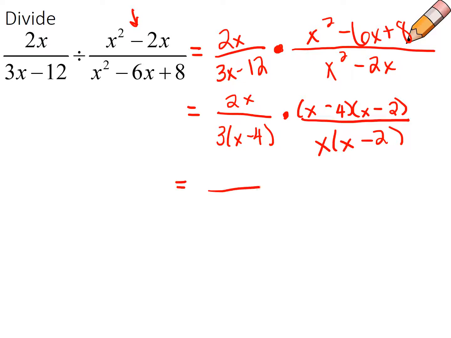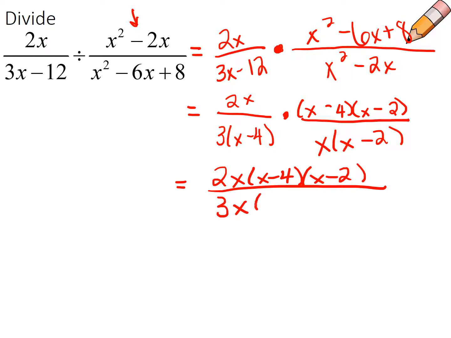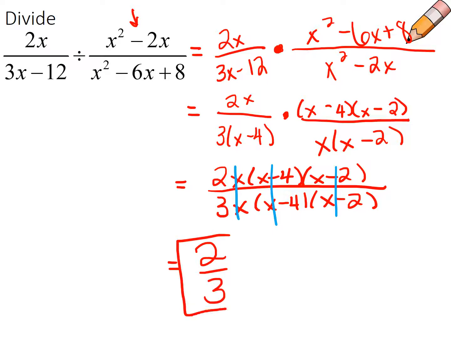All right, now we need to just combine that into one fraction. So put all the numerators together and all the denominators together. So we have 2x times x minus 4 times x minus 2 over 3, I'm bringing that x forward, times x minus 4 times x minus 2. Now comes the fun part where we get to cancel. The x's are gone, x minus 4's are gone, x minus 2's are gone, and looky there, our final answer is just 2/3. That's so nice. That's a good one to end on.